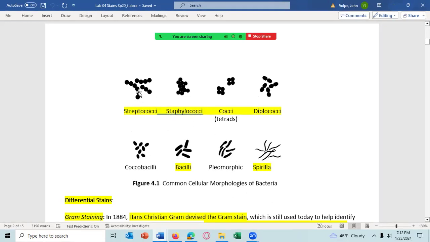Cocci are spheres, bacilli are rods, and they're sometimes just called rods. And then spirilla are spirals, like a gentle S shape. Now, most bacteria, if they're not one of these three, they're a combination of one of these three. Like a coccobacilli is a combination of a cocci and a bacilli.